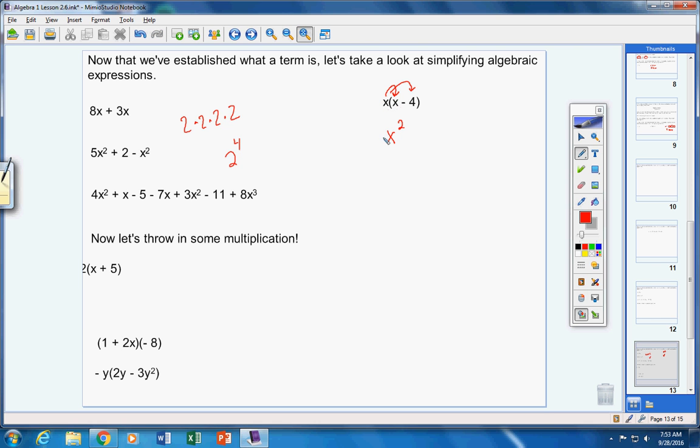Positive times a positive is positive. Now a positive times a negative is a negative. X times 4 is simply 4x. Now you know that you're finished there with that problem because there are no like terms. Your first term is an x squared term, your second term is an x term. They are not like terms. We are finished. Alright, let's take a look at another problem here.